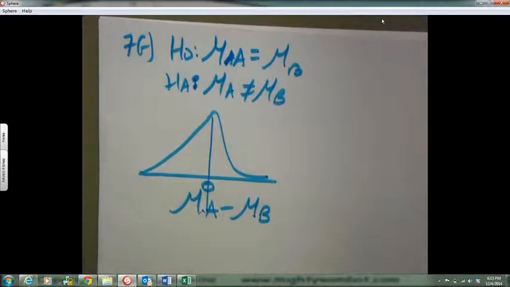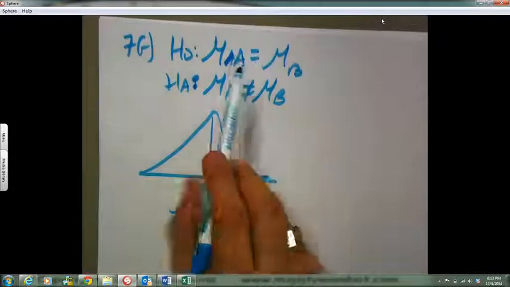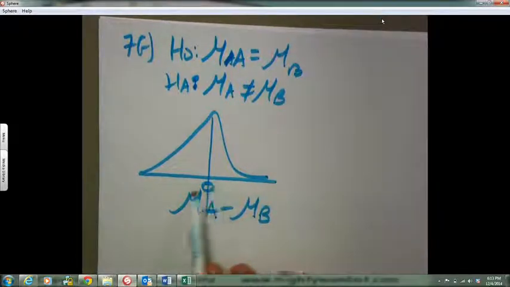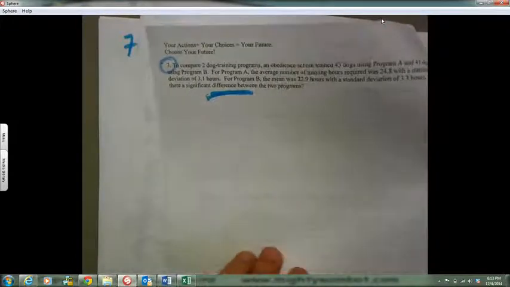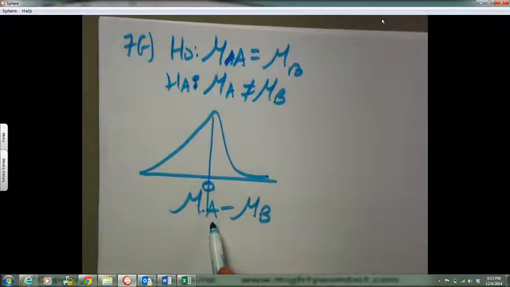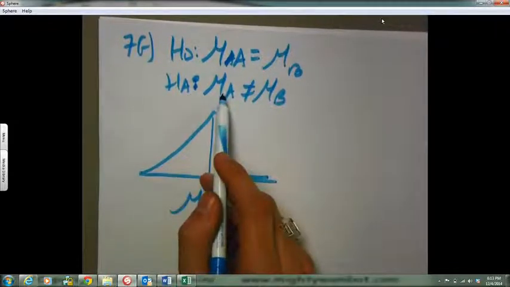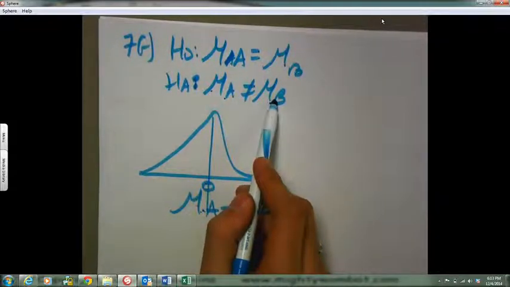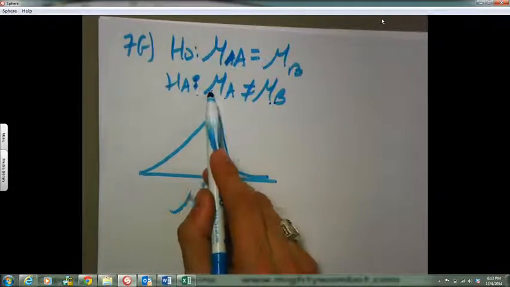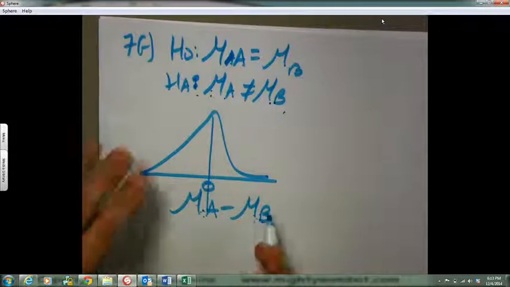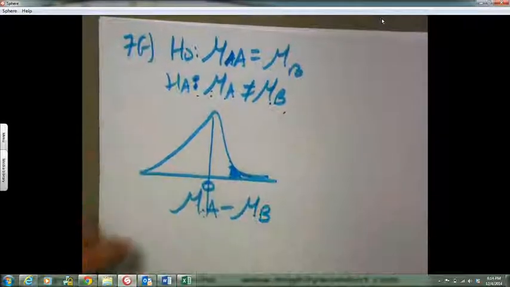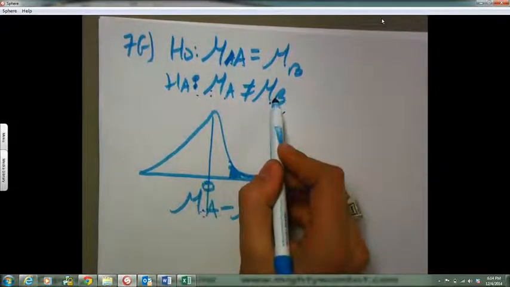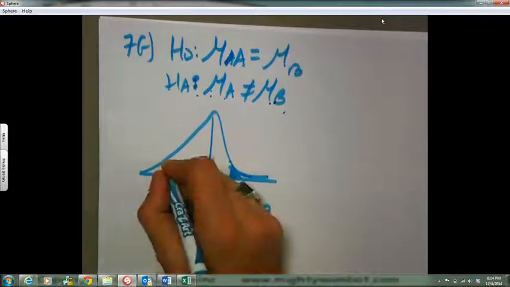Let me say that again. If the null hypothesis is true, then the mean of A equals the mean of B, which means mean of A minus B. And again, why am I doing this? Because it says difference, which is subtraction. Then this must equal 0. The alternative says that this doesn't equal this. So this could be like 20 and this could be 10. If this is 20 and this is 10, then 20 minus 10 is 10. Alternatively, if this is 8 and this is 10, 8 minus 10 is negative 2.